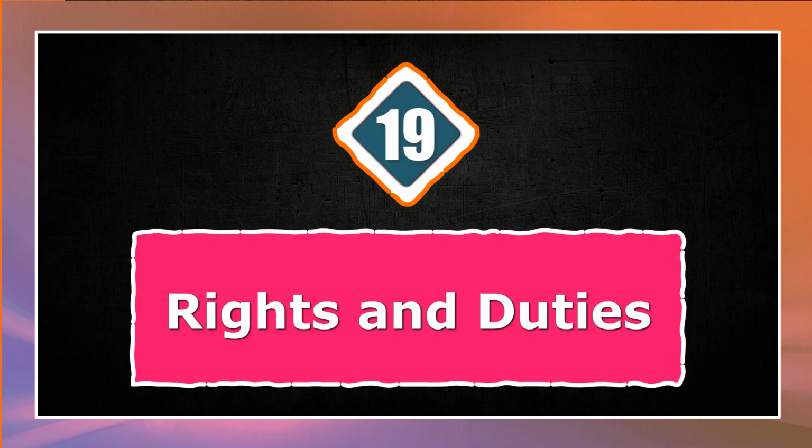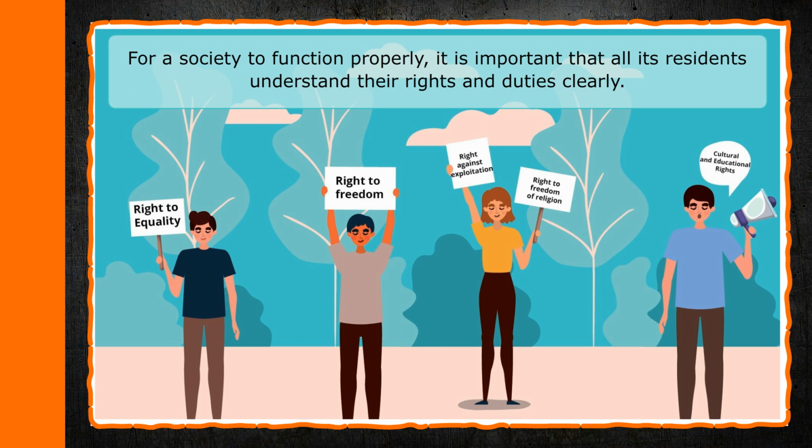Chapter 19: Rights and Duties. For a society to function properly, it is important that all its residents understand their rights and duties clearly.